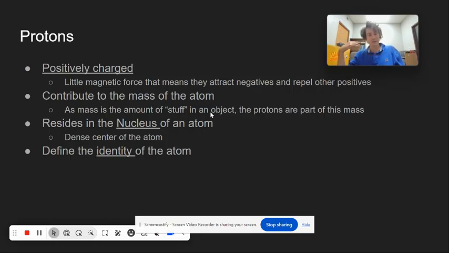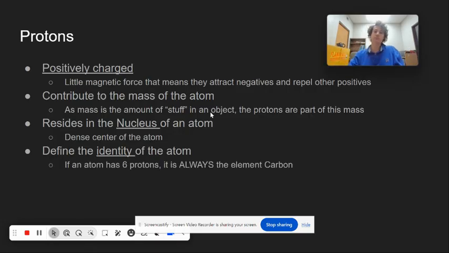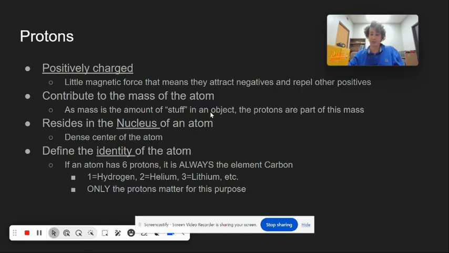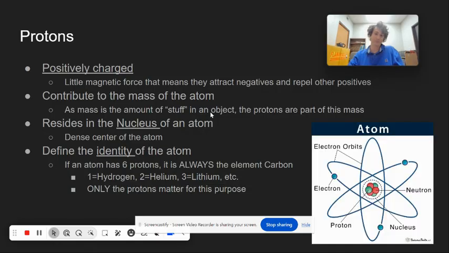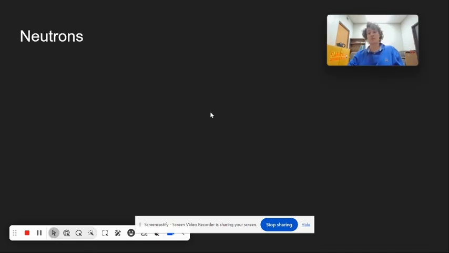You don't have to memorize these, but you have to be aware that the number of protons always tells you which element it is. That's called the atomic number. We'll get to that in a couple seconds. Again, example, 6 protons, gotta be carbon. Hydrogen 1, helium 2, lithium 3, so on and so forth. Only protons matter. I don't care how many neutrons it has, I don't care how many electrons it has, the protons matter. All right, next one is neutrons.